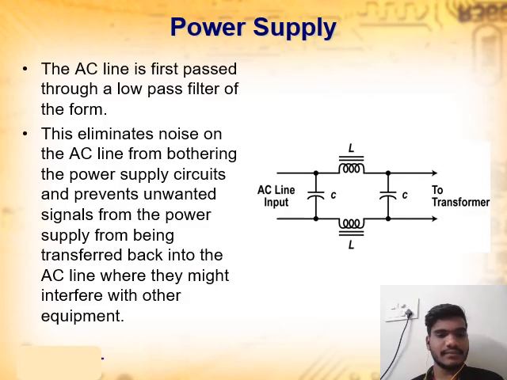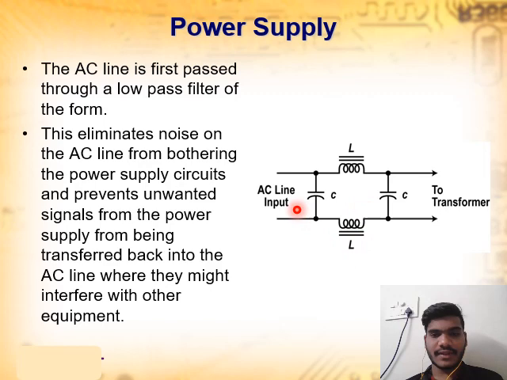Power supply. The AC line is first passed through the low pass filter. This eliminates noise on the AC line from bothering the power supply circuits and prevents unwanted signals from the power supply from being transferred back into the AC line where they might interfere with other equipment.